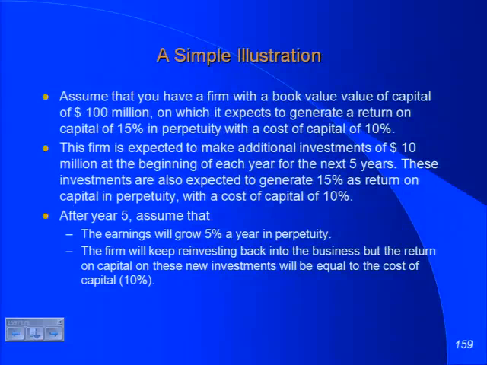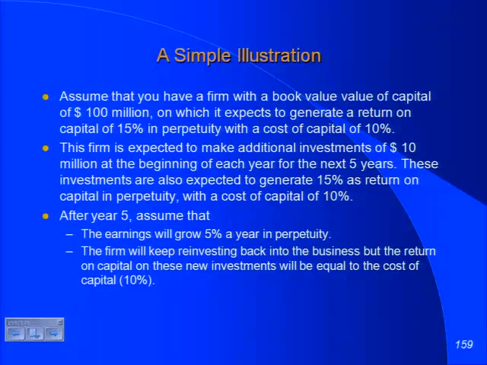So here are the basics. This firm has a book value of capital of $100 million, is expected to generate a return on capital of 15% in perpetuity, with a cost of capital of 10%. So I've given you capital invested, return on capital, cost of capital. This company also is going to make additional investments of $10 million every year for the next 5 years. So the capital base is going to build, and those new investments are also going to earn 15% for the next 5 years.